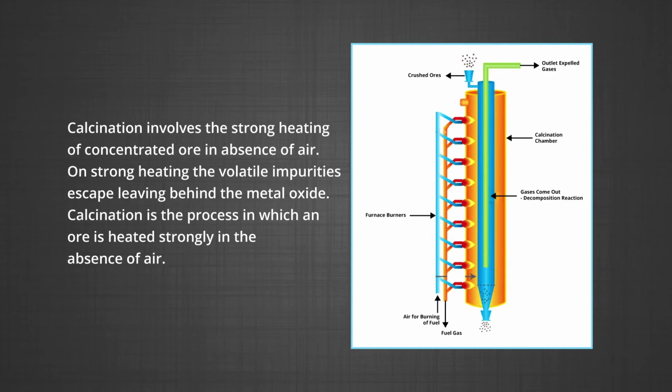Conversion to oxide. Conversion of concentrated ore to oxide can be carried out by either calcination or roasting. Calcination involves the strong heating of concentrated ore in absence of air. On strong heating, the volatile impurities escape, leaving behind the metal oxide. Calcination is the process in which an ore is heated strongly in the absence of air.